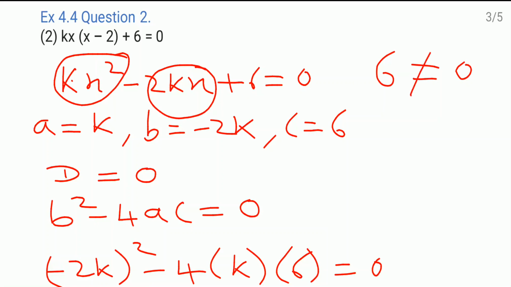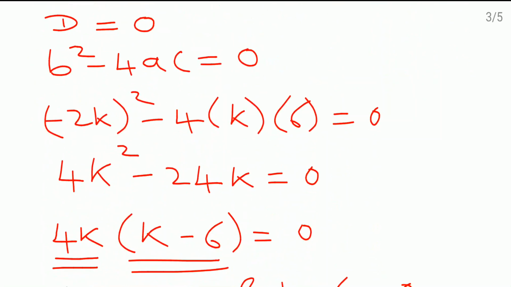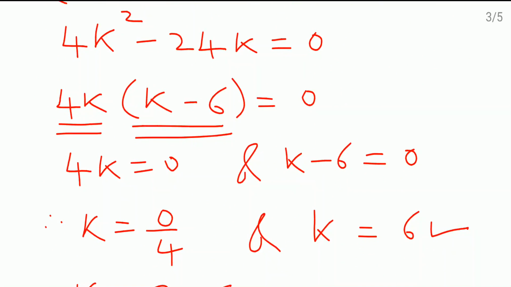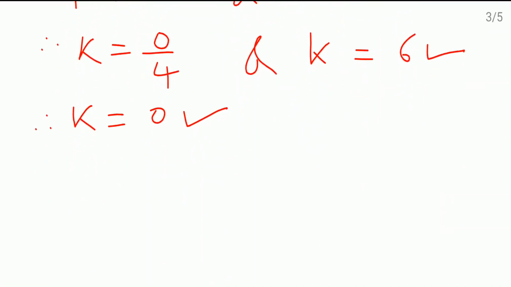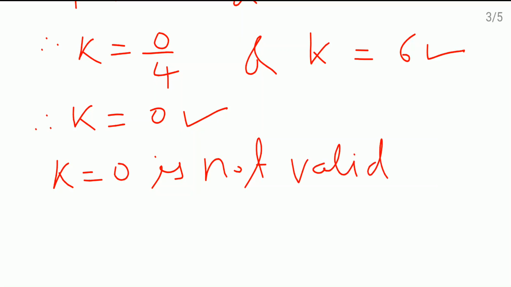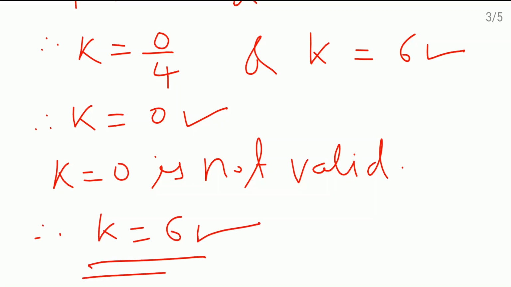That means k equal to 0, this value is not valid. So what is the value of k? k which is equal to 6 is the correct value here. So what will I write down? Oh, sorry. I will write down here: this k equal to 0 is not valid here. Therefore, k which is equal to 6 is the value of k. Correct? I hope all of you understood both these sums. Thank you.